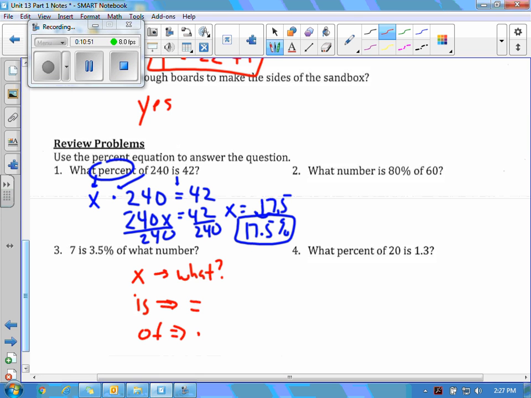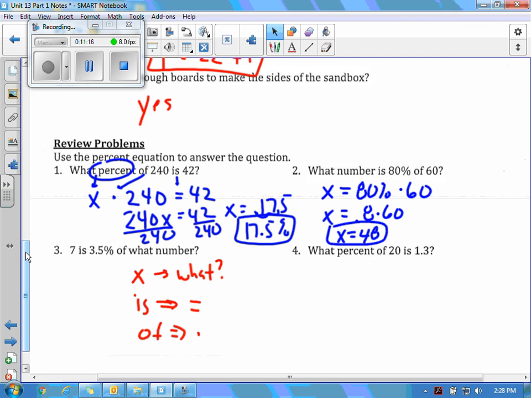Okay, so let's look at number 2. Number 2 says what number, so I'm going to put an x, is, we said it's the equal sign, 80% of, it's multiplication, 60. So I need to turn that percent into a decimal, and then I can just multiply. So x equals 48. So use those shortcuts to do the last two, and let me know if you have any questions.